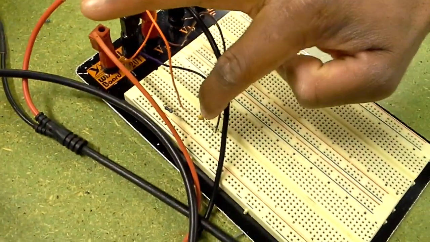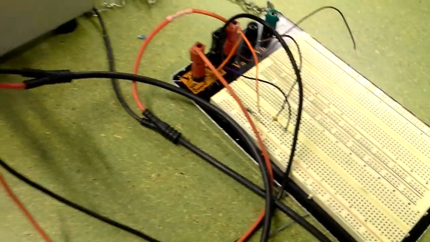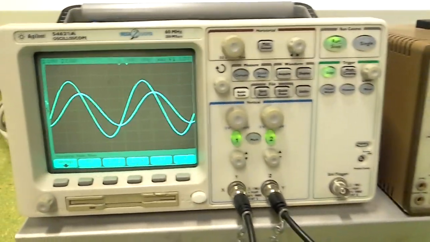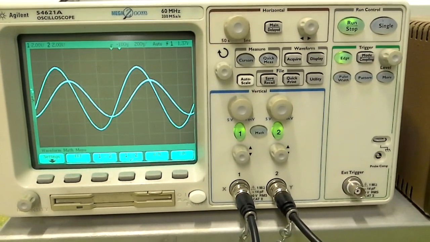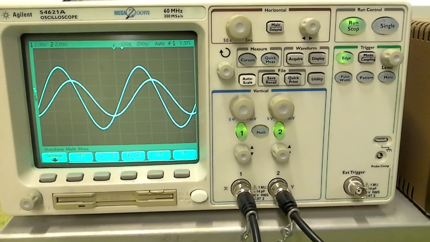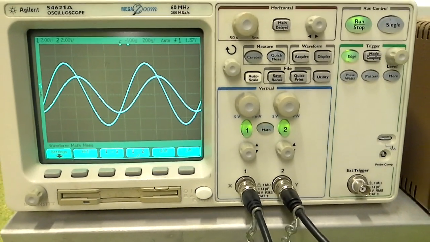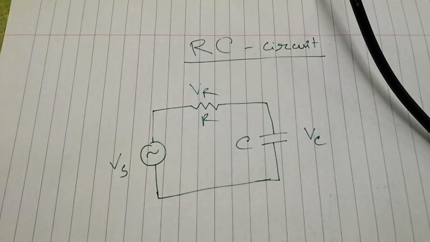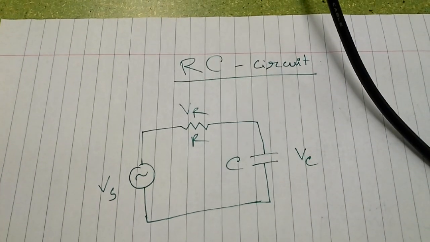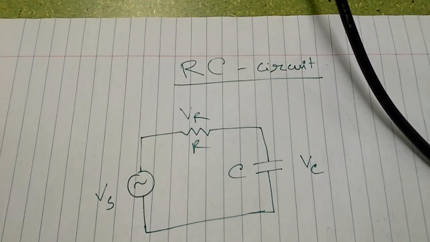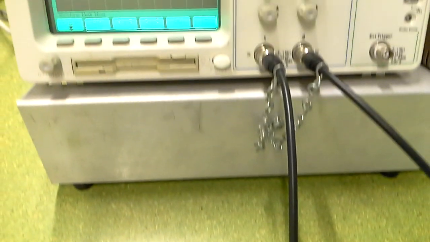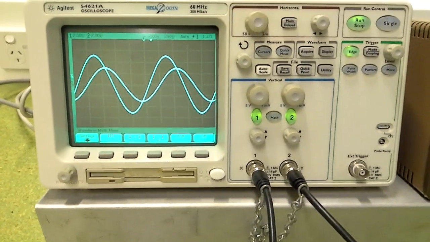This is the resistor, this is the capacitor, and they are connected to the signal generator, which is providing a 1 kilohertz sinusoid. So in channel 1 we are displaying the voltage source, Vs, and in channel 2 we are showing Vc, that is the voltage across the capacitor. Using the math function we can display the voltage across the resistance, that is Vr.